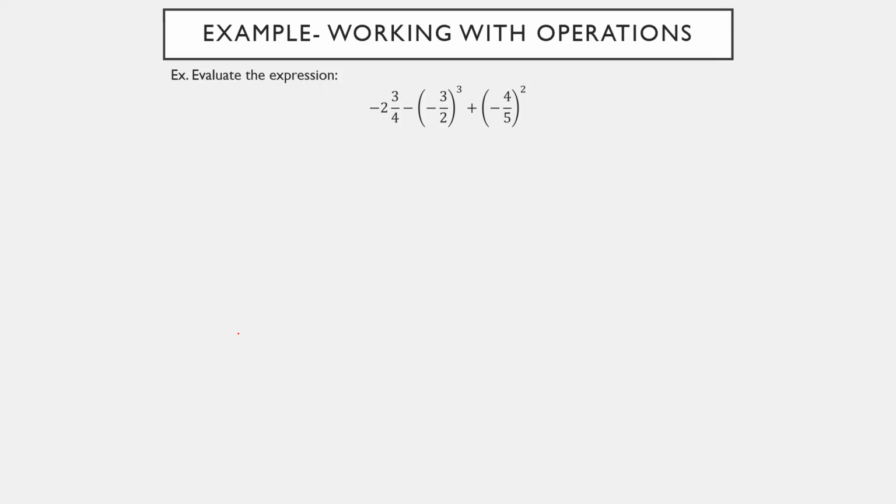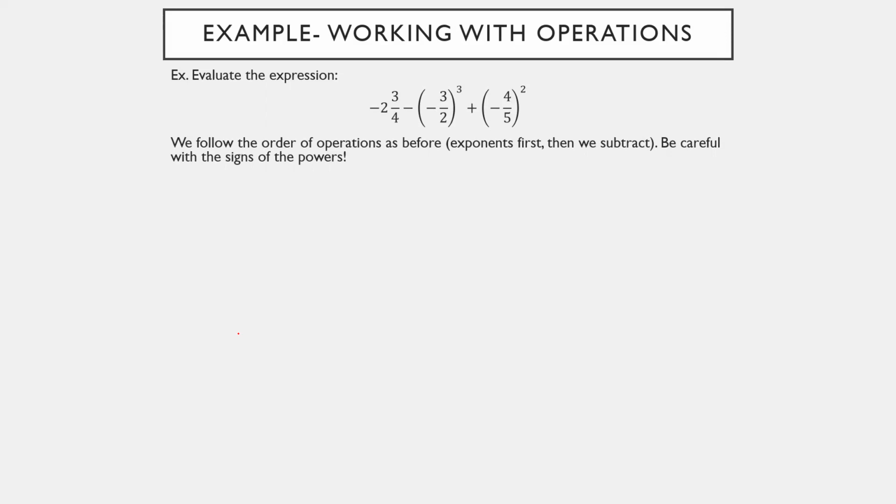So let's say I have -2 3/4 minus -3 over 2 to the power of 3 plus -4 over 5 to the power of 2. This gets a little bit messy, as you can see here, there's lots of negative numbers. And this is what makes it a little bit confusing. The first thing I would do, just like before, is follow the order of operations. So we do exponents first, and then we subtract. But because there are negative numbers, you really want to watch out for the signs before anything else.